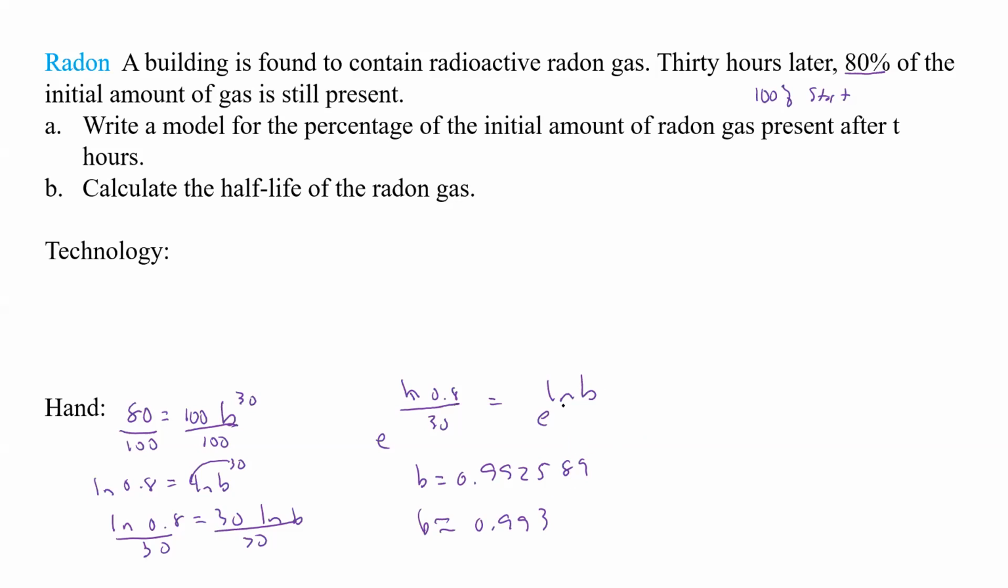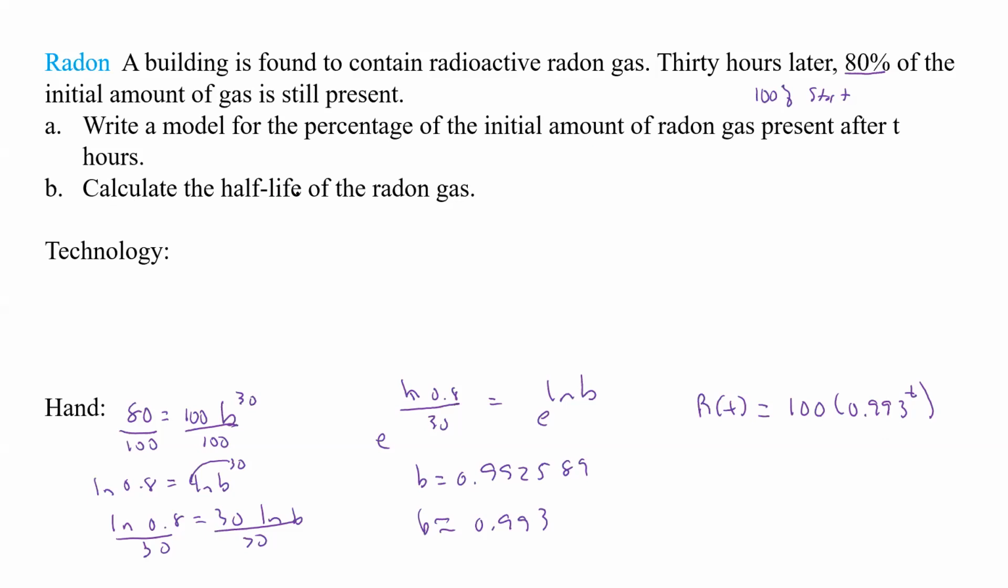Now, write a model for that after T hours. All right, so the amount of radon, R of T, is equal to, we start with 100, and then 0.993 raised to the power of T, and that should give us the amount. Original gas is 100. That's our decay model, basically, for the percent after T hours. So after T hours, that's going to give us what's left.